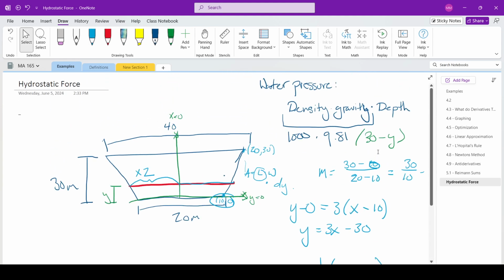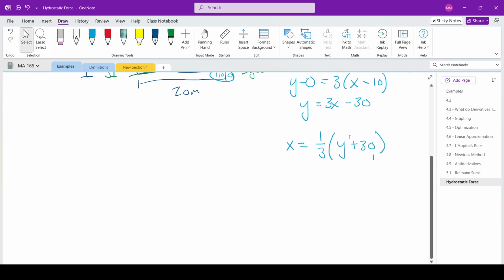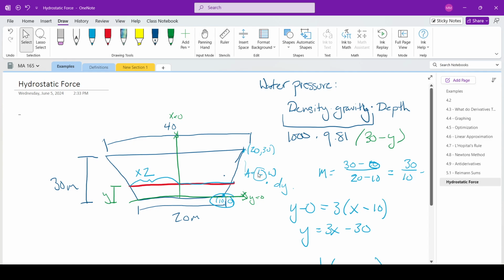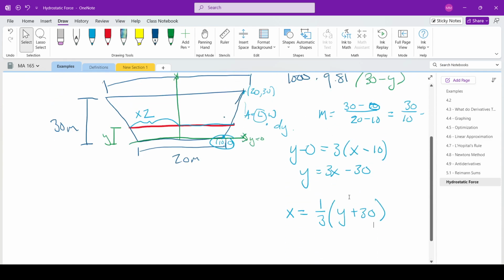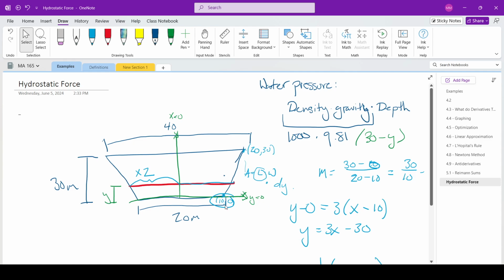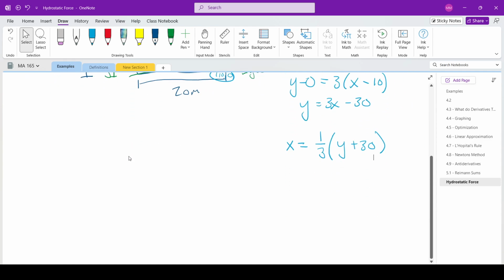So I have a depth, water pressure, so I have basically density, gravity, depth, and what I'm going to be, that area, length times width right here. And I'm going to integrate this from 0 to 30. So the whole water pressure, or the force on the dam, is going to be this integral right here.